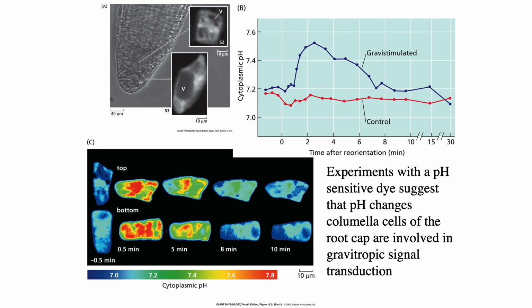In C, we can see the actual imaging of the pH-sensitive dyes and the response of the two columella cells to gravitropic stimulus. The color scale below is used to generate the data in B.